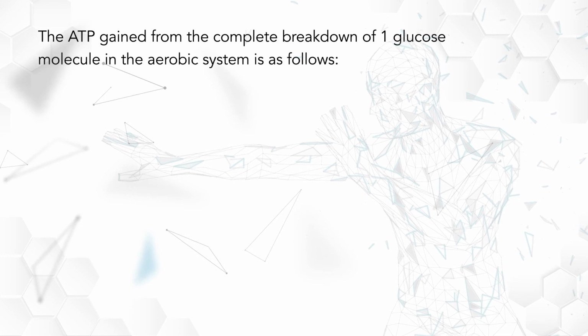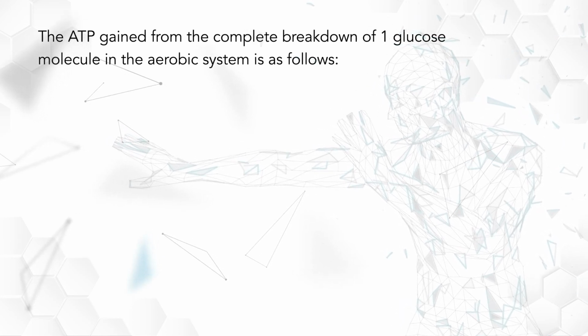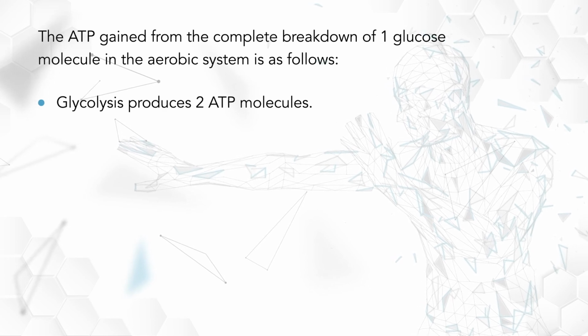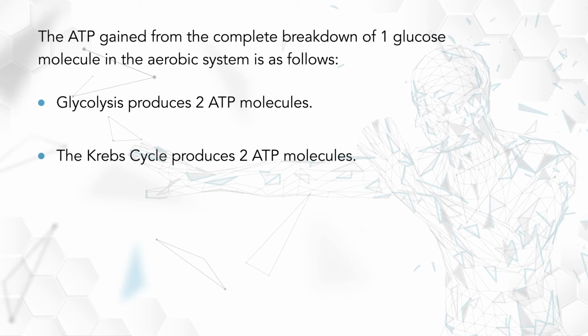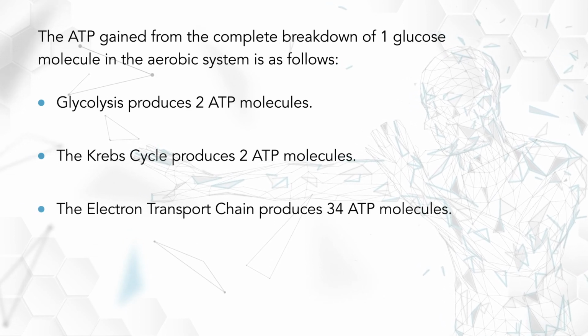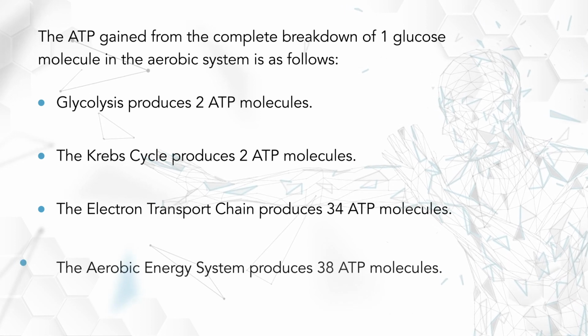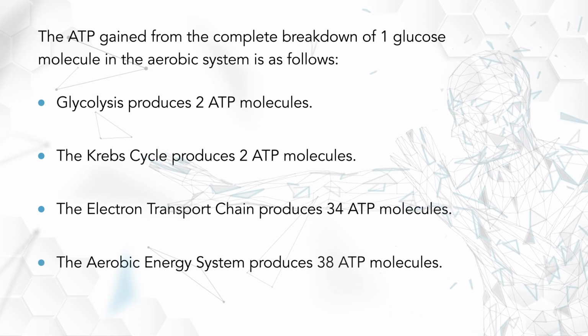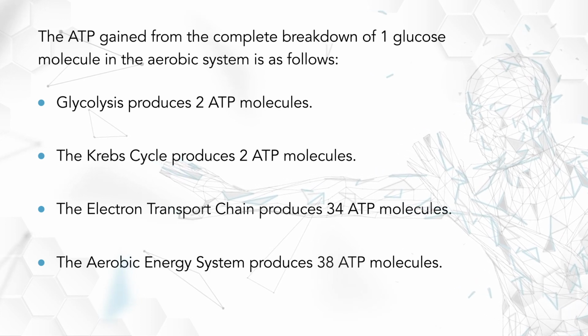The ATP gained from the complete breakdown of one glucose molecule in the aerobic system is as follows. Glycolysis produces 2 ATP molecules. The Krebs cycle produces 2 ATP molecules, and the electron transport chain produces 34 ATP molecules. So in total, the aerobic energy system produces 38 ATP molecules.